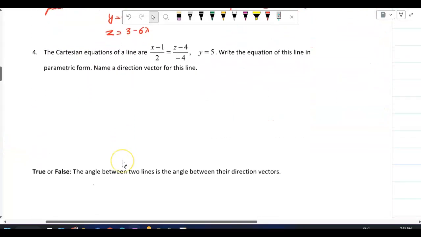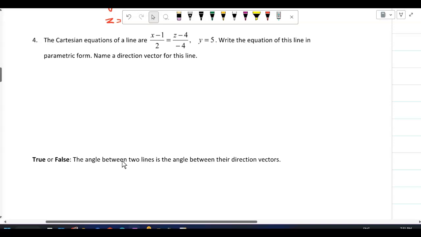Y is equal to 5. Where does the y come from? There's no y anywhere. So y is equal to 5 is a constant, a steady value on the line. Y is always 5, it doesn't depend on the parameter.